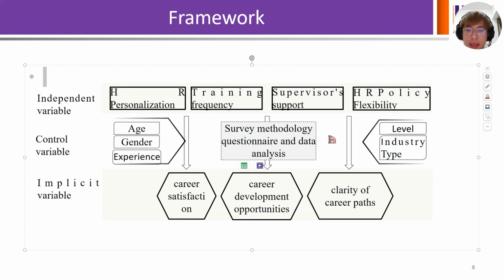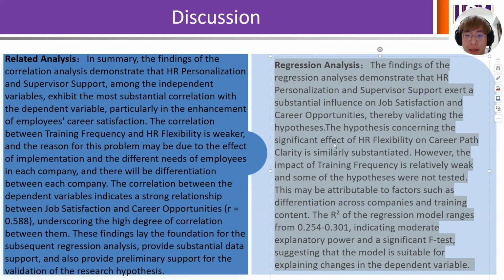Through questionnaires and data analysis, the study assessed the dependent variables: employees' career satisfaction, career development opportunities, and the clarity of career paths, reviewing how this HR practice affects employees' career development and planning. Through the data collected, SPSS was used to analyze, from descriptive analysis, correlation analysis, and regression analysis to get the process data so as to test the hypothesis. Next, from the hypothesis, regression analysis and correlation analysis explore how to test the hypothesis.